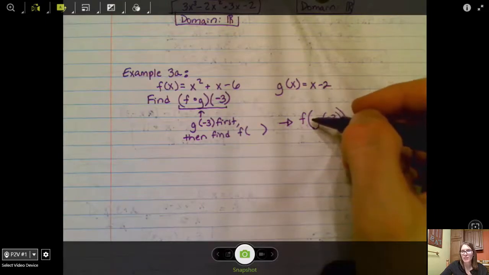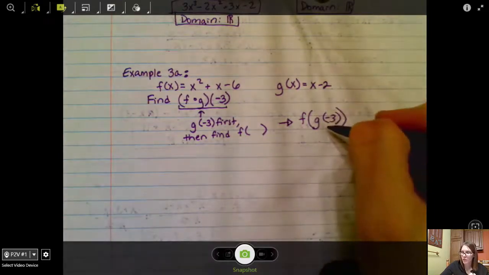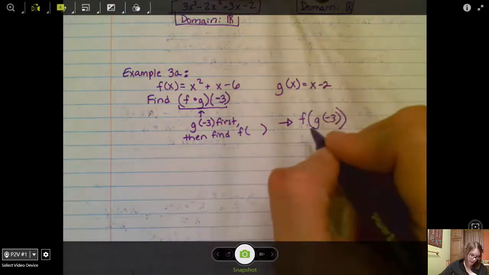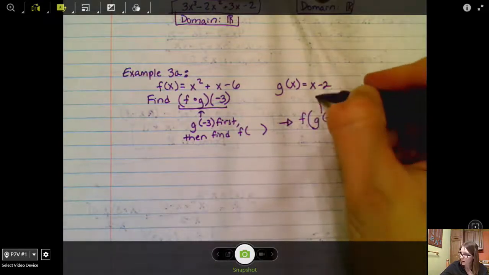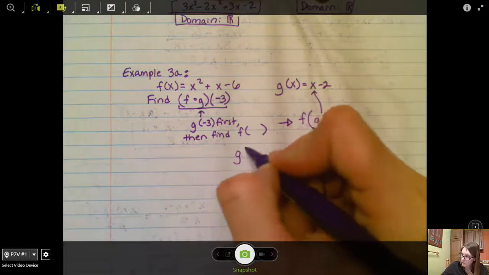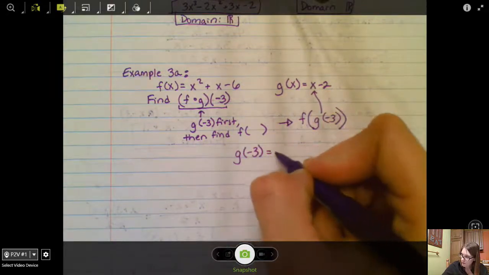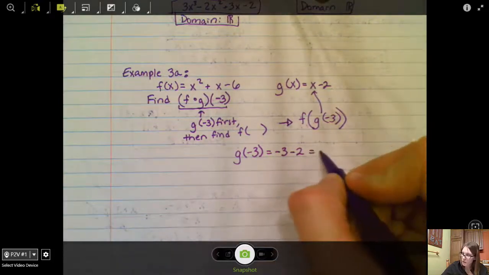So first, ask yourselves, how do I find g of -3? Remember, whatever is inside your parentheses is your x value. So I'm going to take that -3 and plug it into x in function g. -3 minus 2, which gives me -5.